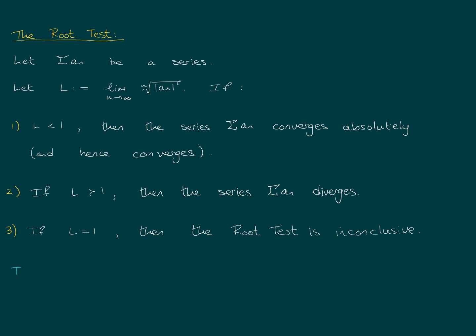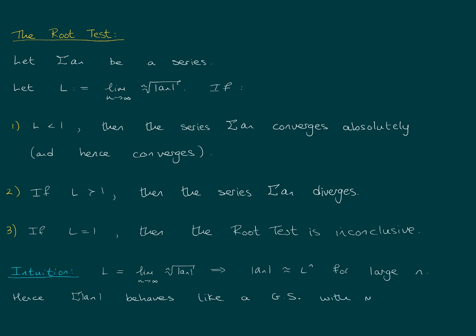So what's the intuition behind this? If we look at this limit L, so L is equal to the limit as n goes to infinity of the nth root of the absolute value of a_n. So this would tell us that for large n, the absolute value of a_n is roughly L to the n. So hence, the sum of the absolute values behaves like a geometric series with multiplier L.